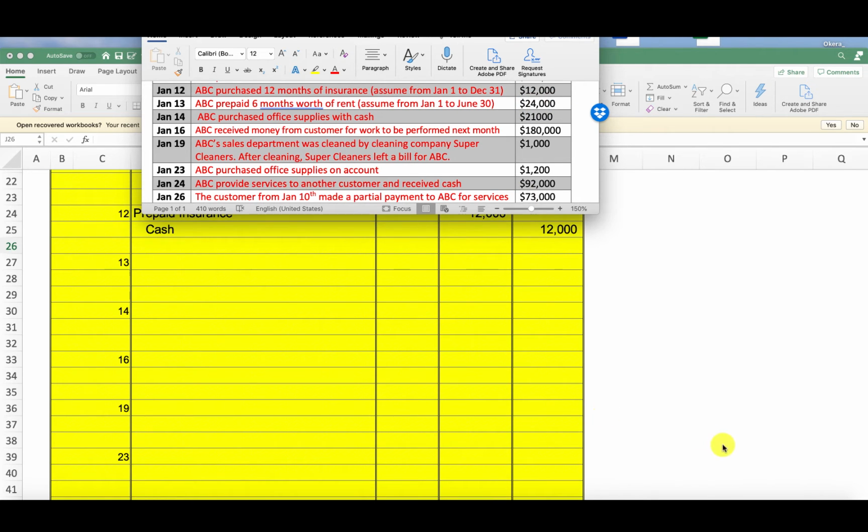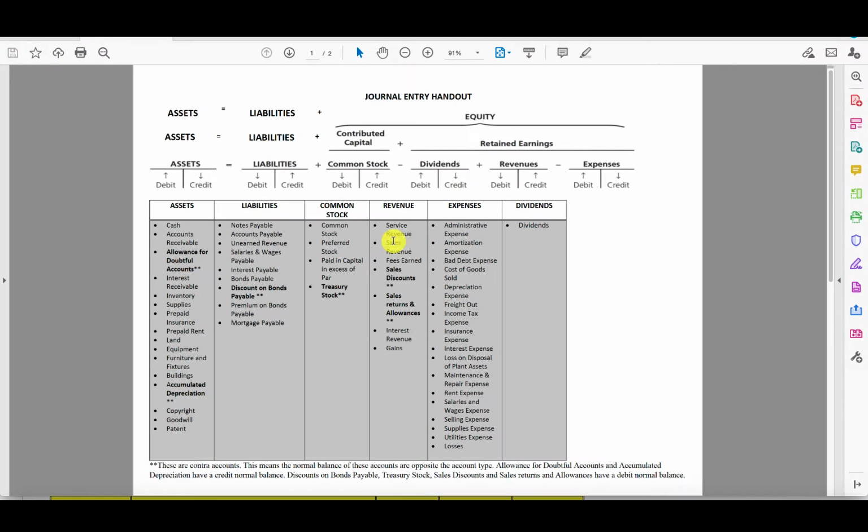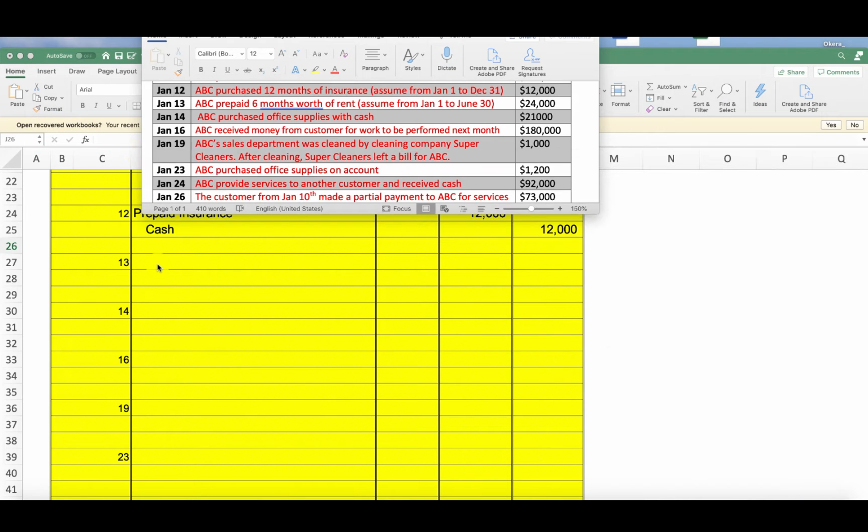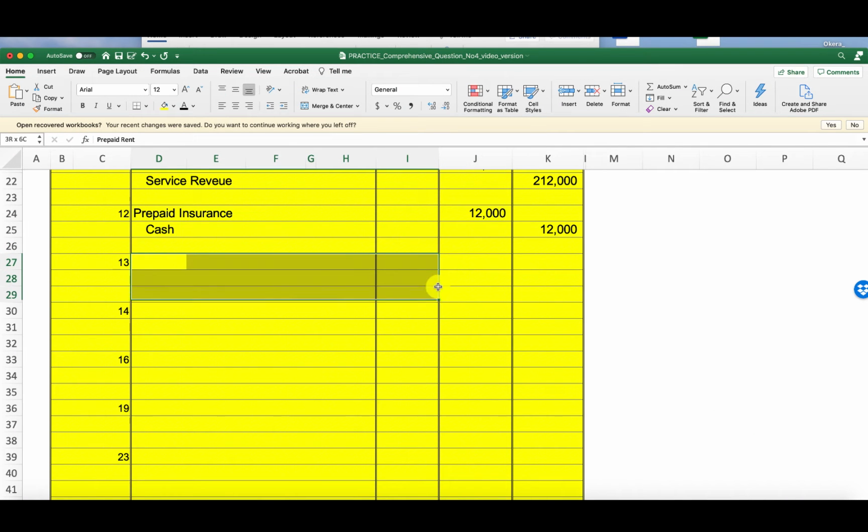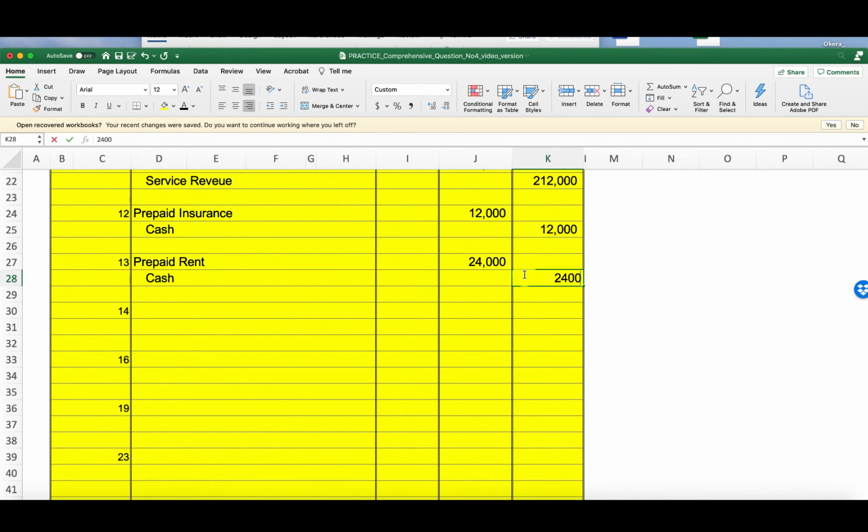You're receiving prepaid rent. And if you look at the journal entry handout, cash is an asset. It's going down, so I credit it. Cash, asset. Anytime you decrease one of these assets, you credit it, except if it's a contra. Cash is going down. Prepaid rent is an asset too. It's going up, so I debit. So I'm going to debit the prepaid rent, and I'm going to credit cash. So I'll put that in here, and it's going to be 24,000, 24,000.